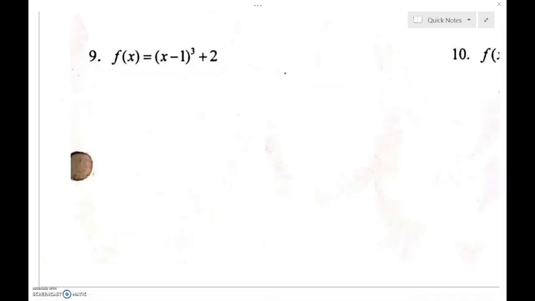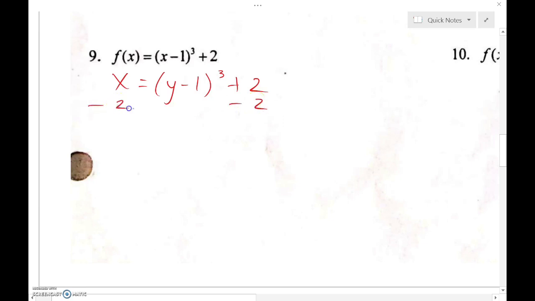So we're going to do an inverse of this cubic function. That means I'm looking for x equals y minus 1 to the third power plus 2. And I'm trying to get y by itself. So everybody away from the parentheses. Subtract 2 from both sides. x minus 2 is equal to quantity y minus 1 to the third power.